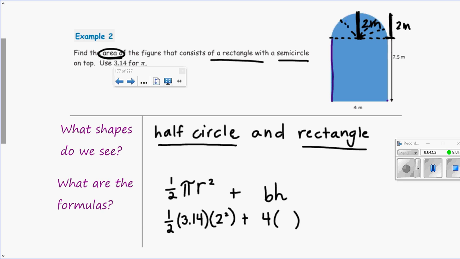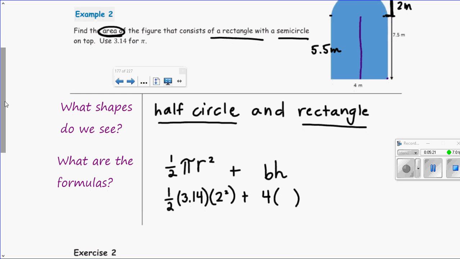So what we can do is subtract 2 from 7.5. This would have to be 5.5. Okay, and again, I'm going to clean it up so that you can see. The reason it's 5.5 is because this line plus this line has to equal 7.5. And we know that this piece is 2. That means this piece has to be 5.5. So just a quick visual. You can go back and watch it again to see why it's 5.5.